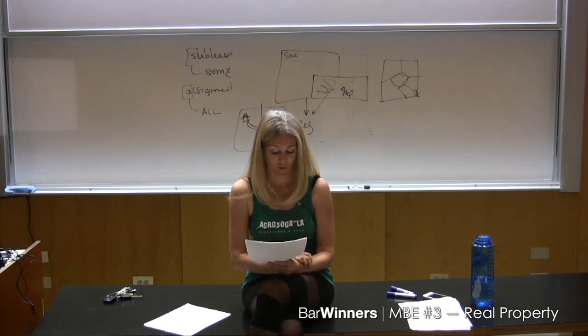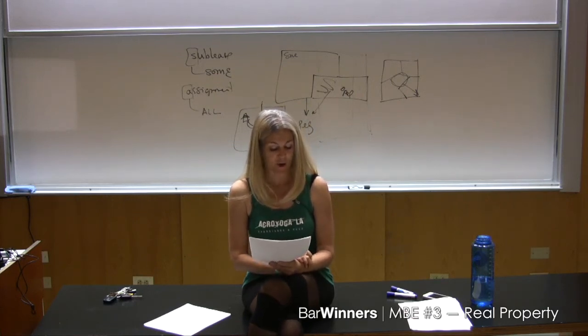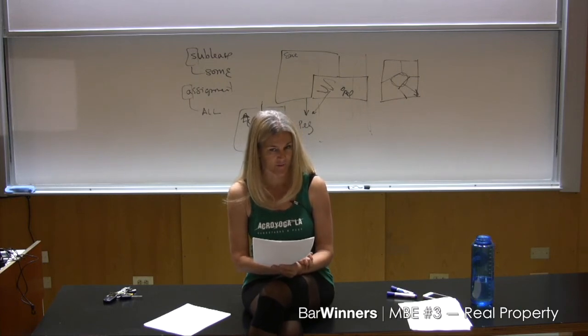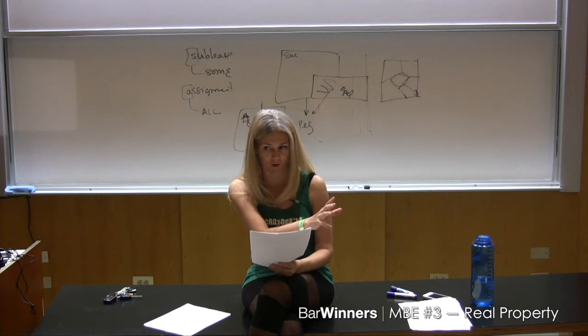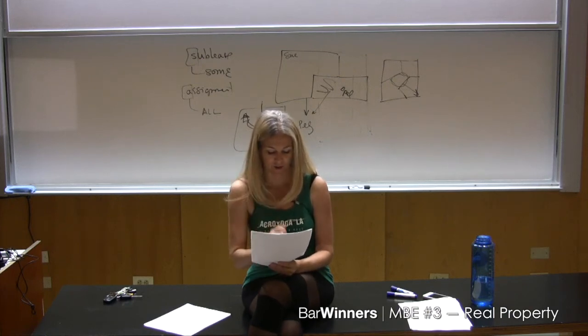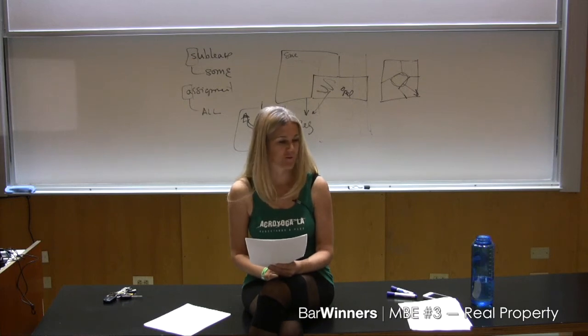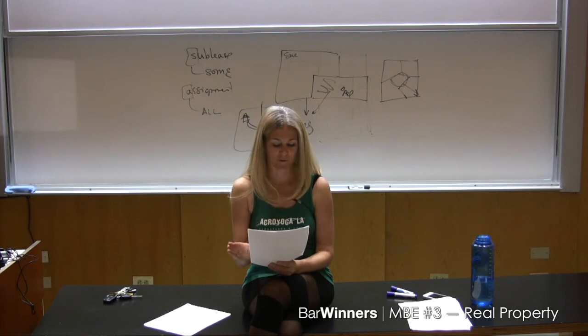So what's the rule? We'll look in our shaded area. If property is mortgaged prior to a life estate becoming possessory, so it's mortgaged by the grantor, then we have a life estate and a remainder. The life tenant pays the interest, the remainder person pays the principal. That rule is easy, right? That's the rule. Now we'll read our question.